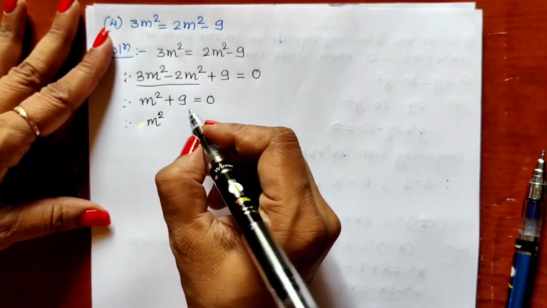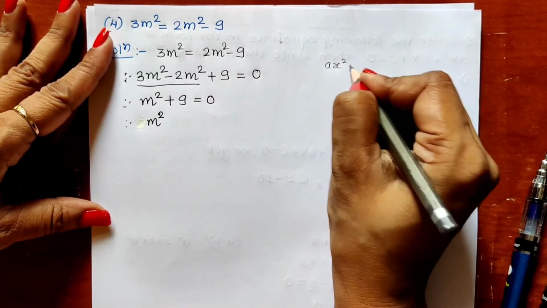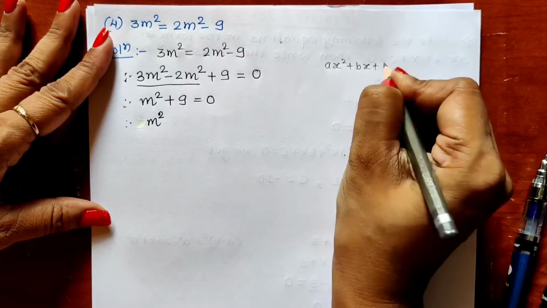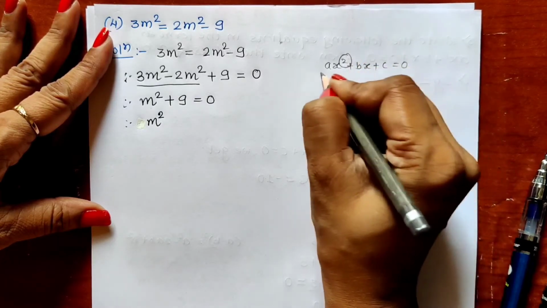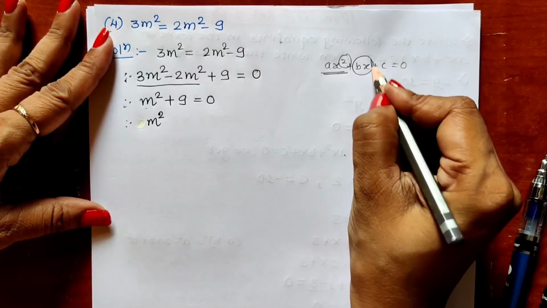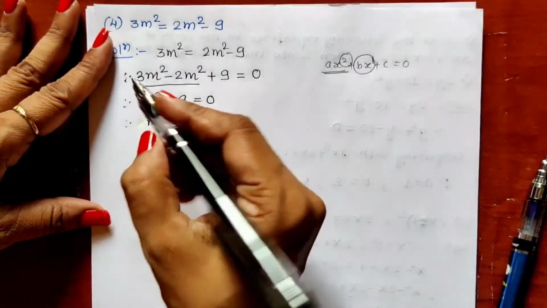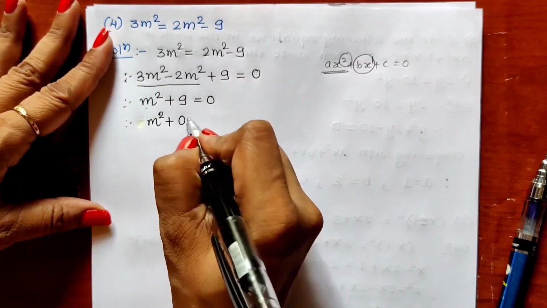Middle term is missing. If you compare this with ax square plus bx plus c is equal to 0, the square term, the first term, is there. But the middle term which has index 1 is not there. So that term is missing, and that's why we will have to write it as 0m.